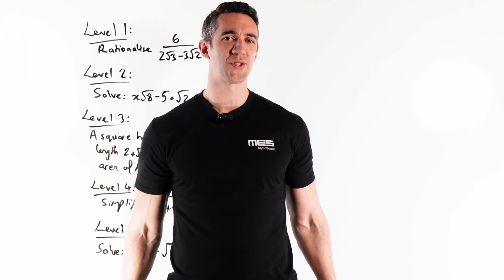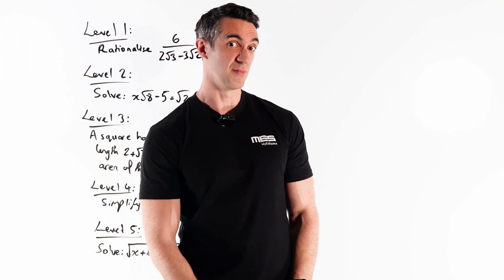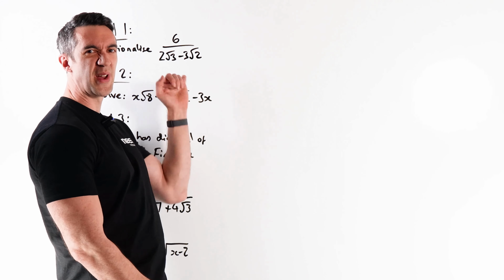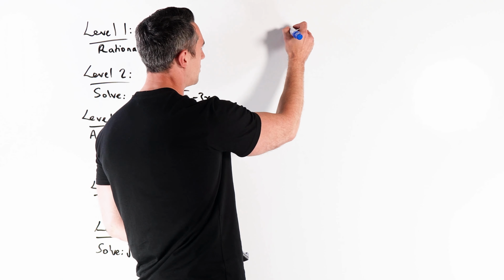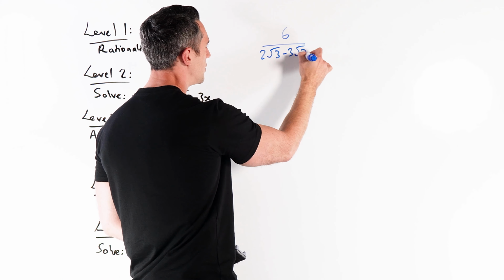We're here to level up your third game. It's got 5 challenging levels of question. Let's see how we get on, okay? So first one, we're going to do some basic rationalising. That's our core skills. So we're going to start with 6 over 2 root 3 minus 3 root 2.